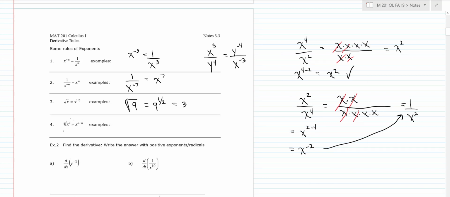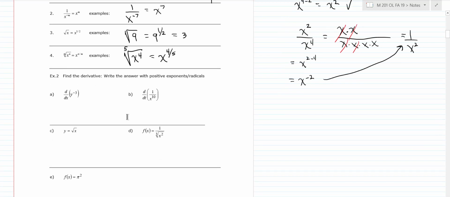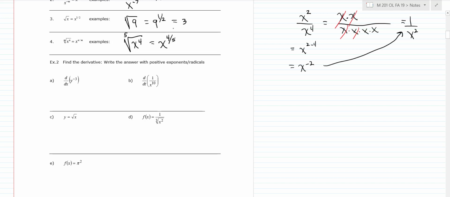Okay, this example just kind of shows you how to do something like this. If you had, say, the 5th root of x to the 4th power, that can be rewritten as x to the 4/5, like that. Those are fundamental things that you want to make sure that you have totally down, no problem at all, because you're going to do that all the time when you're working with derivatives. Okay, so down at the bottom, we're going to run through a few more examples here.